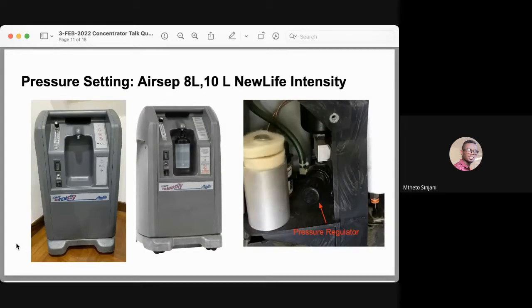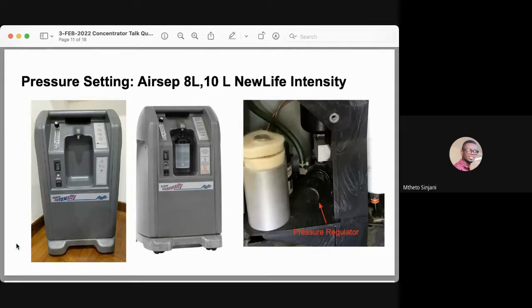The setting is the same. All you need to do is set the pressure regulator to 20 psi or 138 kilopascal. To do that, same steps: disconnect the humidifier bottle and remove the tubing from the oxygen outlet. For this one, you need to remove the side panels and the back panel as well. Connect the unit to power, install an outlet pressure gauge to the outlet of the Newlife Intensity, switch on the unit and allow it to run for at least 5 minutes in order for the pressure to build up.